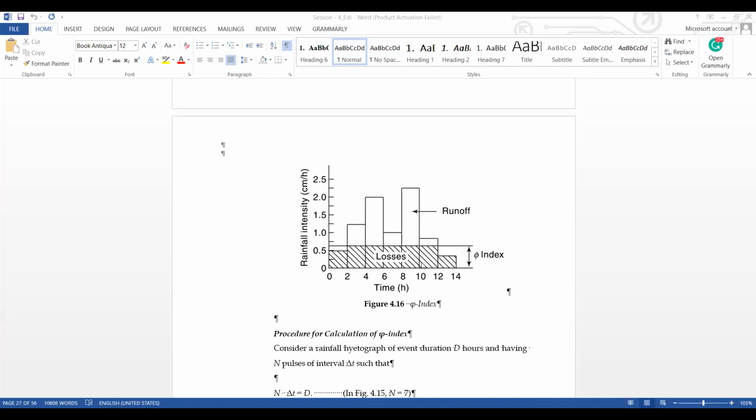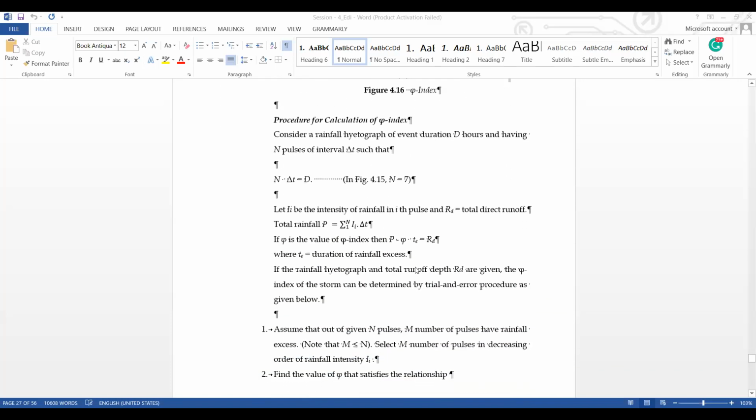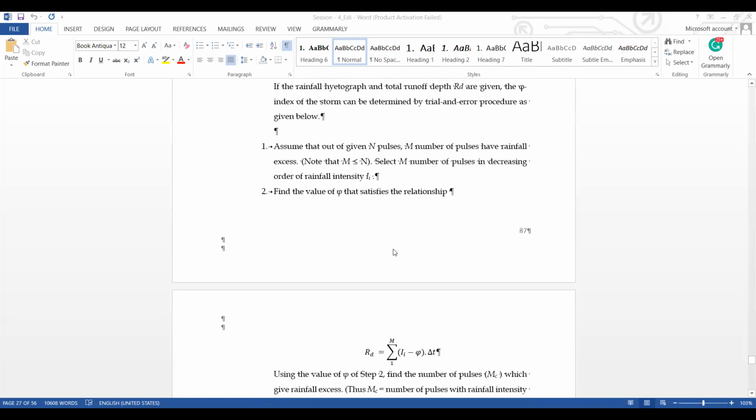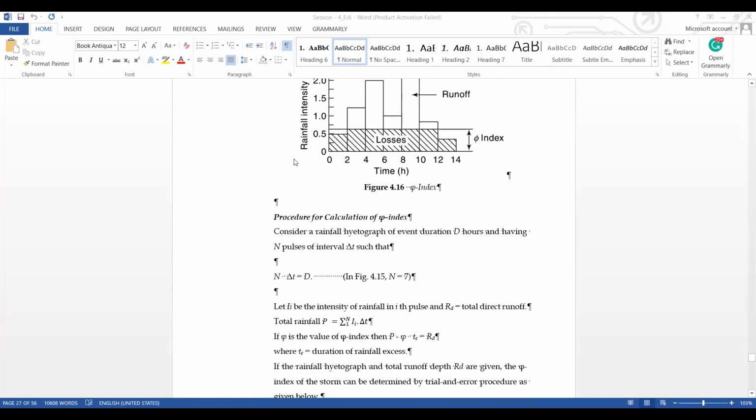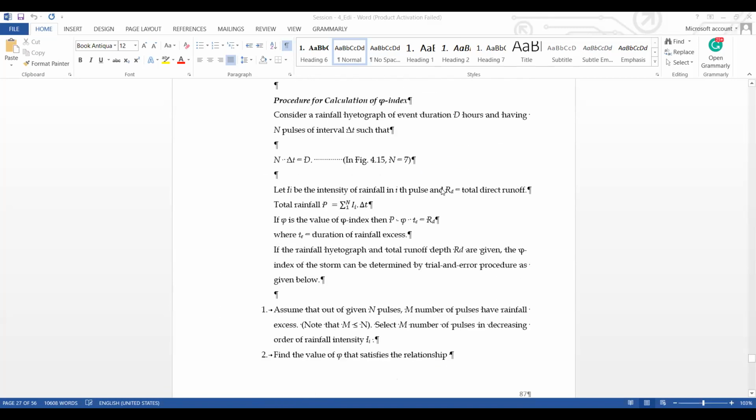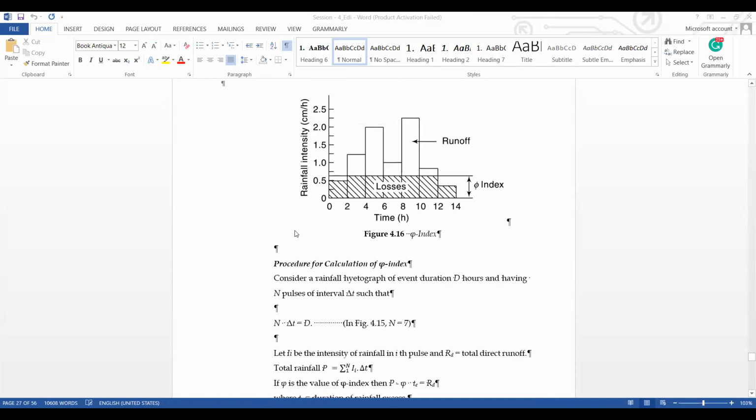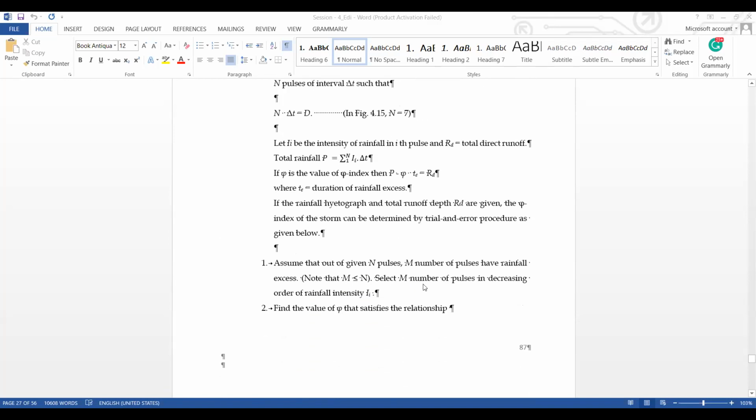Now, in order to determine this phi index, these 3 steps are proposed. First, assume that out of given n pulses, let's say you have n number of pulses, some number of pulses have rainfall excess. Now, you can assume a certain number of pulses have excess rainfall, more than phi index.